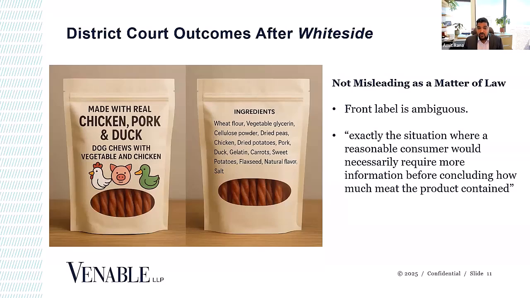And so this was a case where the court actually said that the front label was ambiguous, and that a consumer would necessarily need additional information to figure out how much meat is in this product. The quote from this case was, "This is exactly the situation where a reasonable consumer would necessarily require more information before concluding how much meat the product contained."